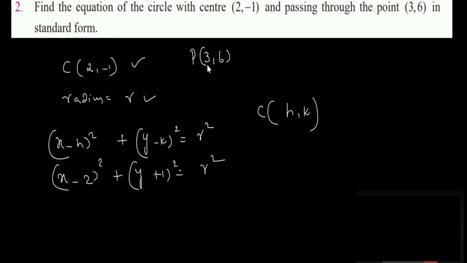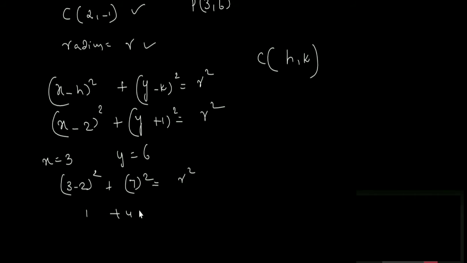To find r, they are given the condition that the circle is passing through 3 comma 6. So substitute x is 3 and y is 6. So what do you get now? 3 minus 2 the whole square plus y is 6, so 6 plus 1, 7 the whole square is equal to r square. That is 1 plus 49 is equal to r square. So r square is 50.